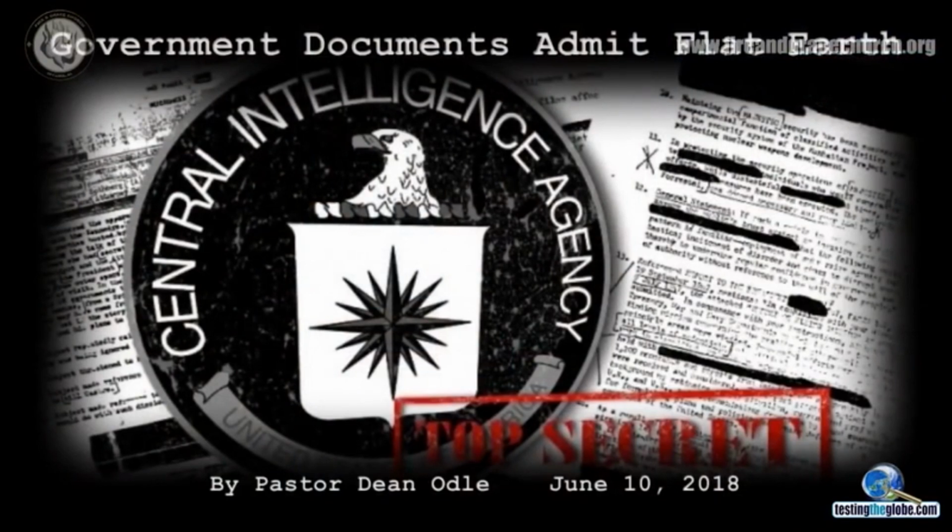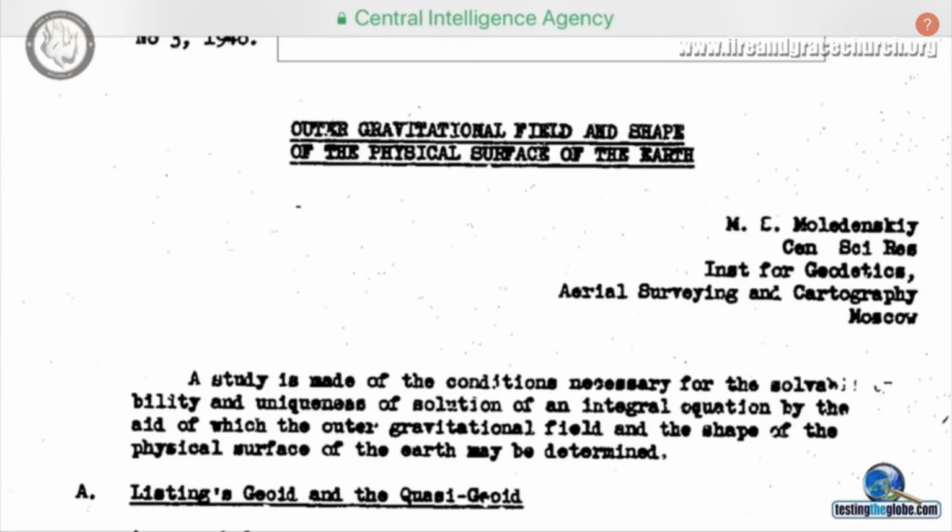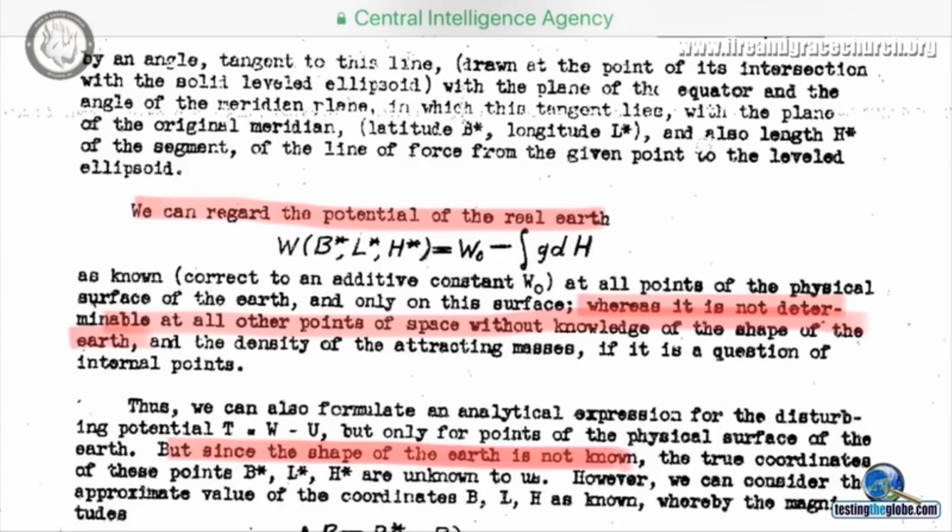I had to leave a lot out this morning. I understand that this is just the tip of the iceberg. Now, notice it says outer gravitational field and shape of the physical surface of the earth. All right, you can go through this entire document if you want to. I'm just pulling out something that I found very interesting in 1948 from Russian scientists that was classified.